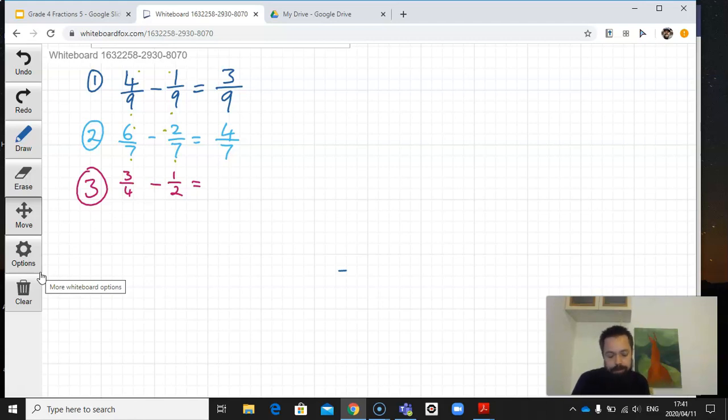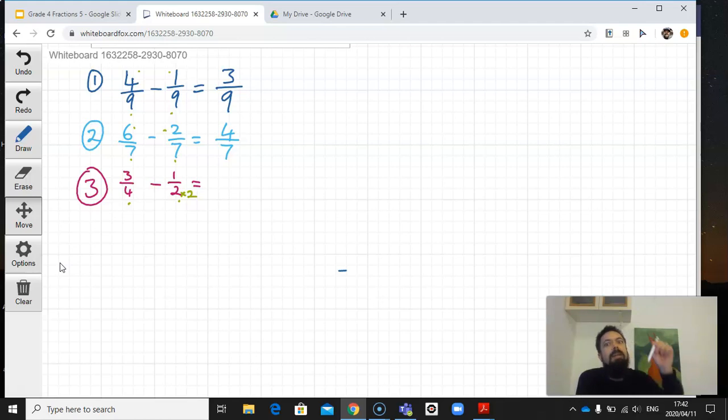Number 3. This time, our denominators are not the same. So we can't subtract them until we've made them the same. What do you think you can do to make them the same? I hope that your times tables are good enough to notice that you could times that by 2 to make that a 4, and then they would both be 4s.